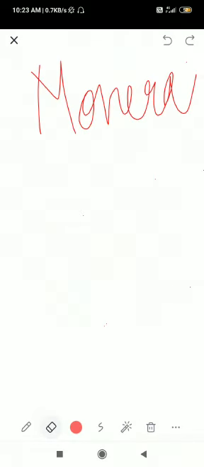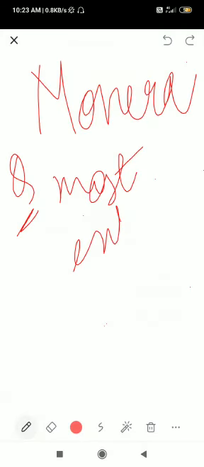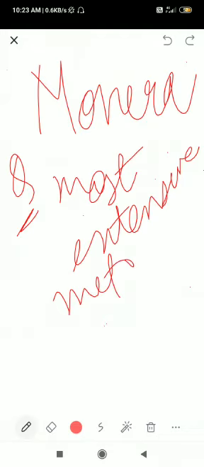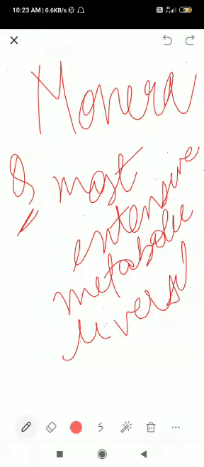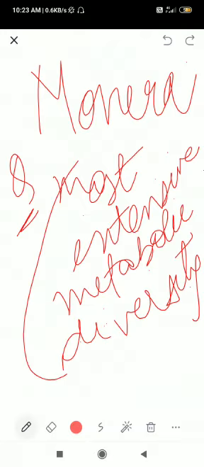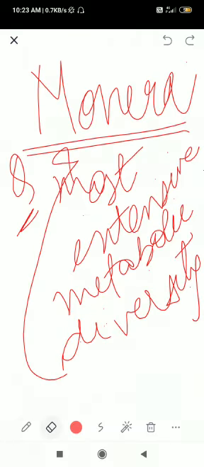So bacterial structure is very simple, but they are very complex in their behavior. Bacteria show the most extensive metabolic diversity. This is a very important line. It means there will be a question: most extensive metabolic diversity is shown by, and the answer is only Monera. Okay, so this is very important.